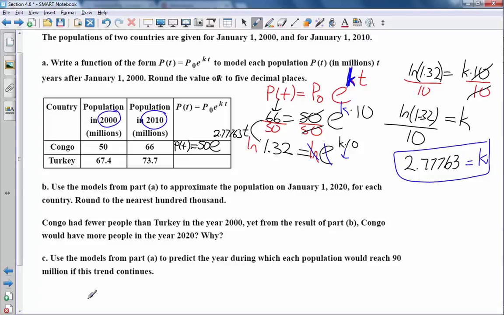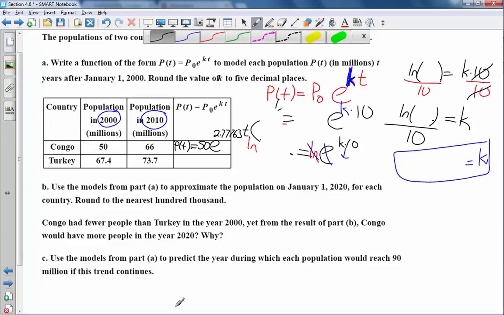And all you need to do is change 66 into 73.7, P0 into 67.4, K is still K, T is still 10. Okay? So the numbers will just be uglier. Instead of round 66, you have 67.4. So can I do it right on this one? Again, this will change. This will change. This will change. And of course the new K will change.